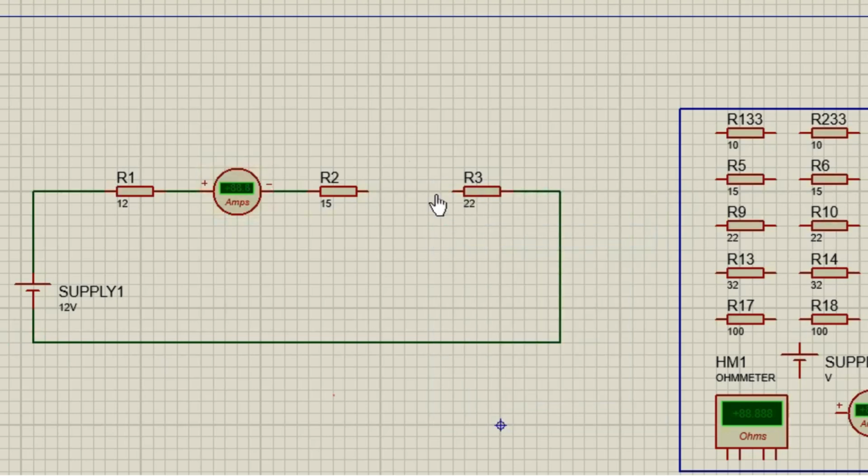The time is running out now. Let me just do this quickly. Let me just delete this one. And for IR2, we place our meter in front of R2.